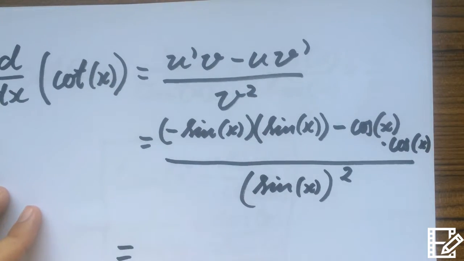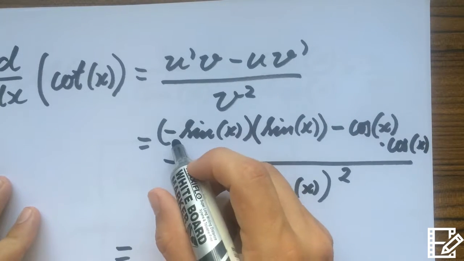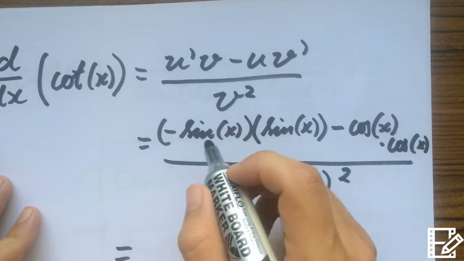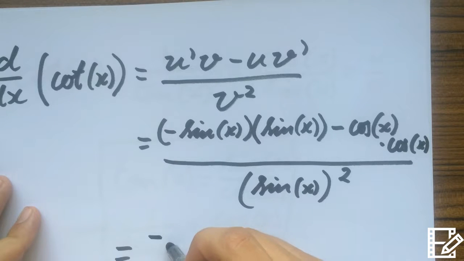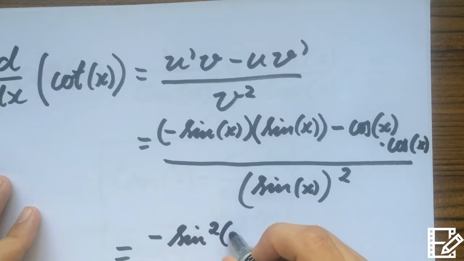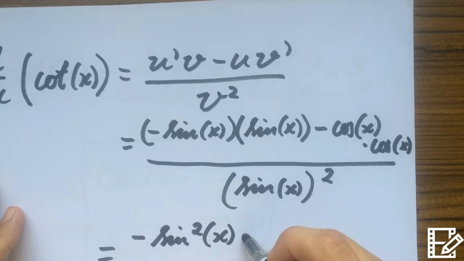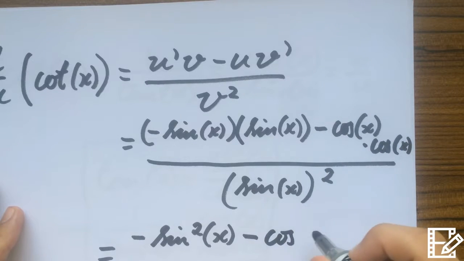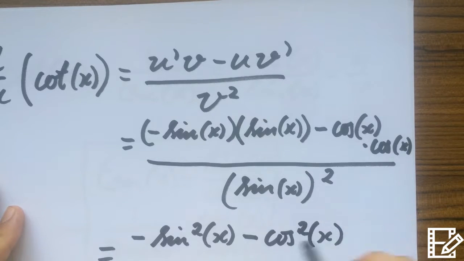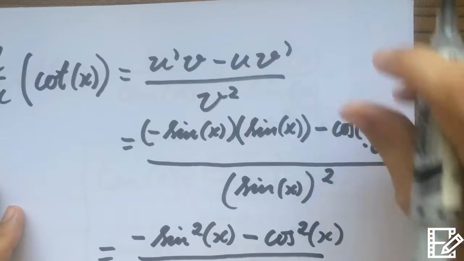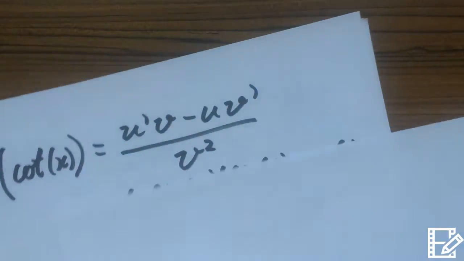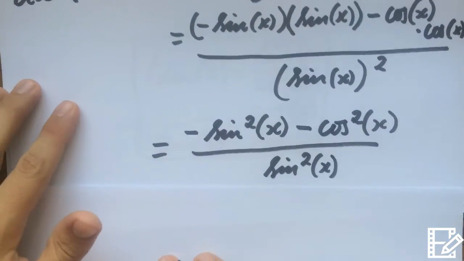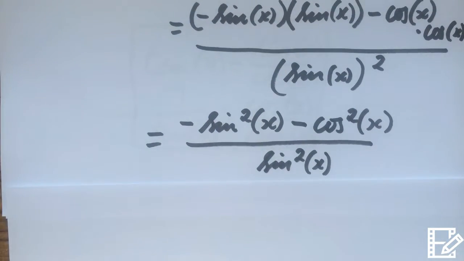Okay, now that we've got that out of the way, multiply this onto each other. Negative sine x multiplied by sine x is negative sine squared x, minus negative cos x multiplied by cos x is negative cos squared x, all over sine squared x. Okay, so that's simplified. We're another step through the process.